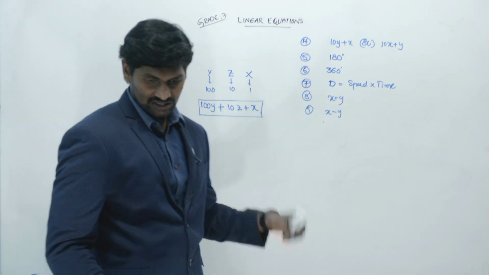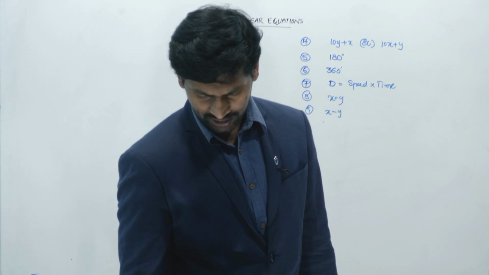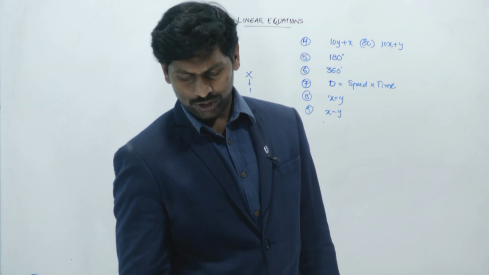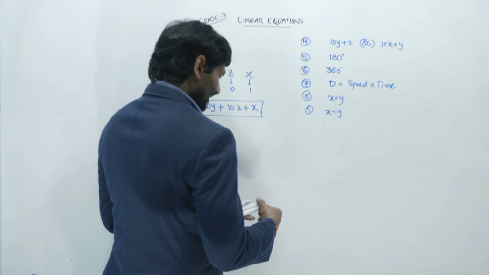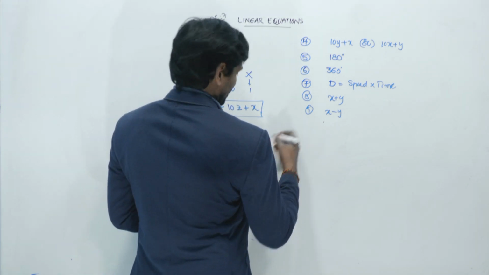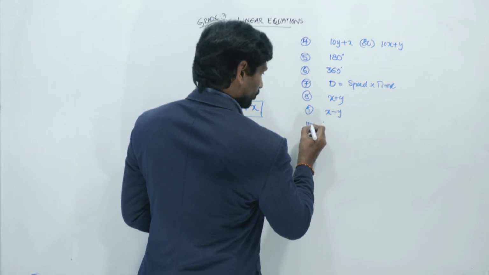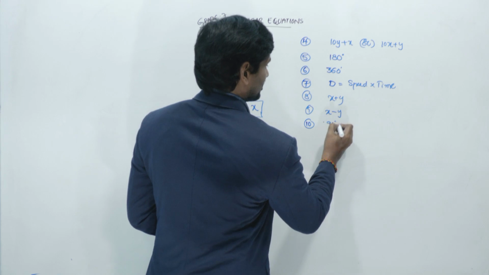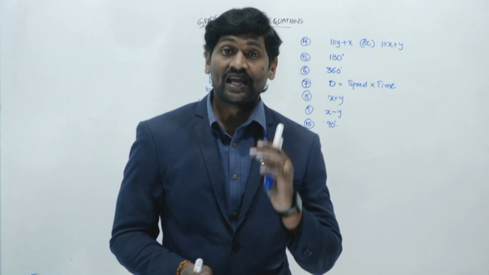Let us go to the next one. In a square, what is each angle? In a square, each angle is 90 degrees. We already discussed this in our previous classes. Each angle in a square is 90 degrees.